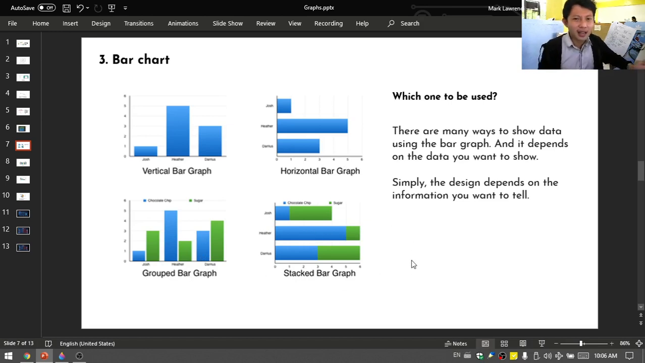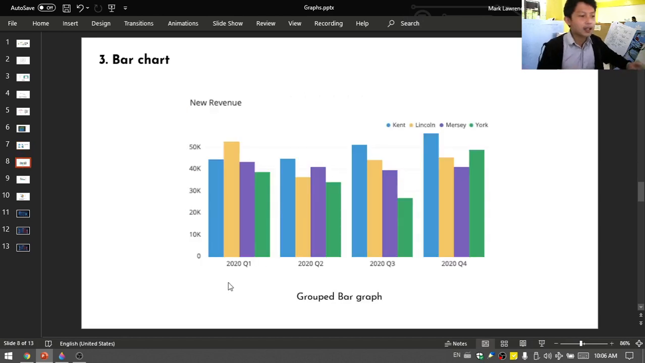Stacking bar graph means to say that you have many groups to be compared. So let's say for example, practice lang tayo. This is the group bar chart. It means you are comparing four populations or samples. On the y-axis you have the total revenue. Dito on the first quarter of 2020, ito yung ranking ng apat. As you can see here, Lincoln has the highest revenue.